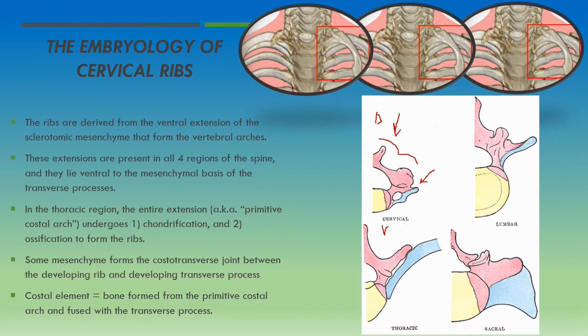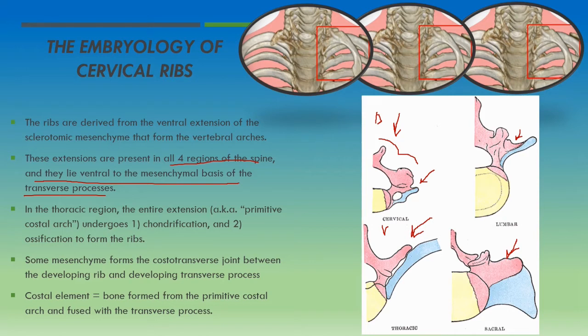And all regions of the spine, all four regions of the spine, contain various sizes and various stages of development of these costal elements. They're ventral to the mesenchymal basis of the transverse processes. So here is a transverse process. Here is a transverse process in the cervical spine. Here is a transverse process in the sacral spine. So in every single case, these costal elements lie ventral to the transverse process.